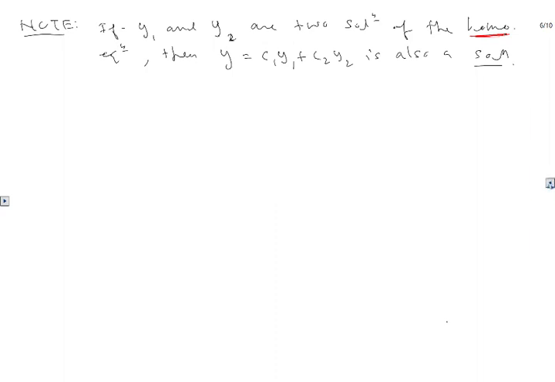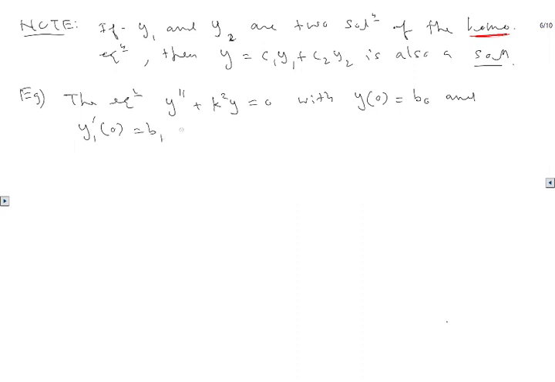So this is just an example. The equation y double prime plus k squared y equals 0 with y(0) equal b0 and y prime(0) equal b1 has the solution y(x) equal b0 cosine kx plus b1 over k sine kx.